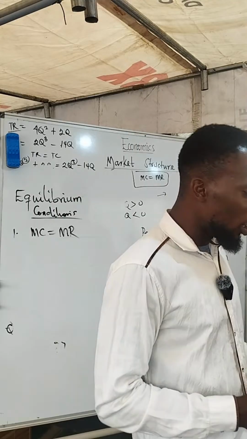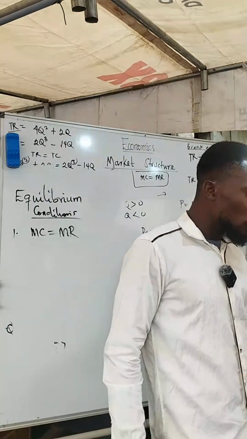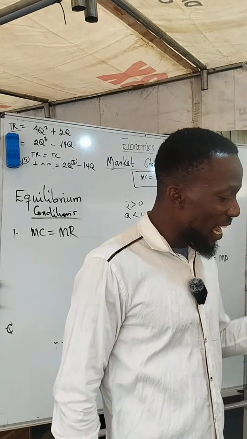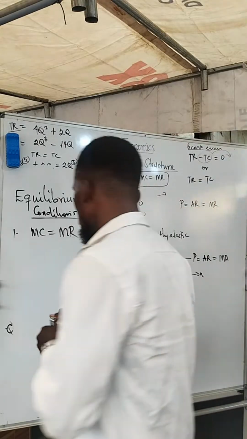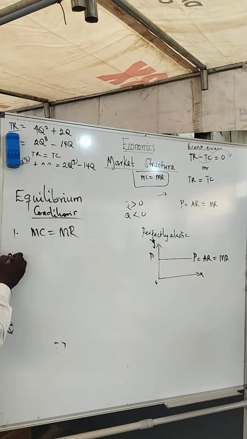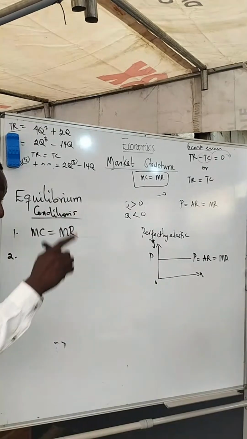The second condition is that marginal cost should cut marginal revenue from below. What we mean is this. Let us say we have a graph. Look at the second one, so that you do not make mistakes.